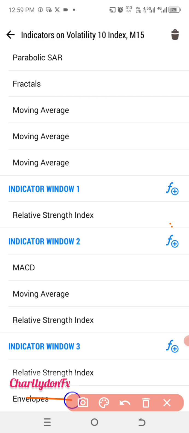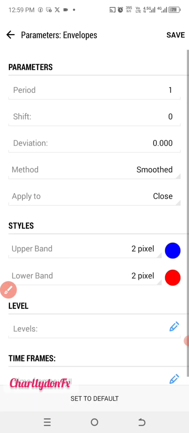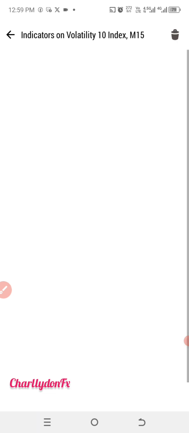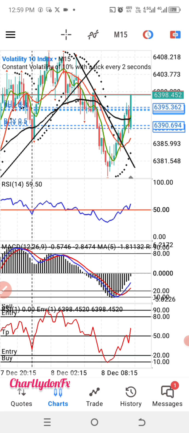We have our envelope, guys. Our parameters are period 1, shift 0, deviation 0.000, method smoothed, apply to close. The upper band is a 2 pixel blue, lower band is a 2 pixel red. So you choose the color of your choice, and that's it, guys.